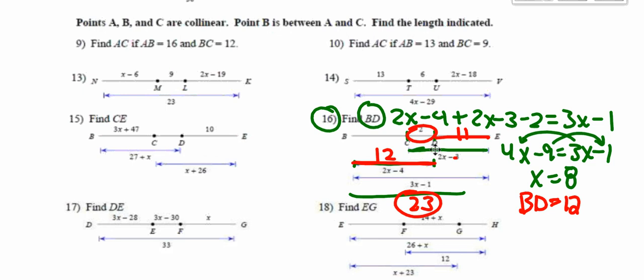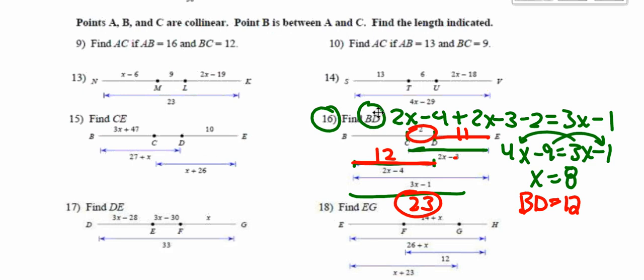So when we add this length plus this length, we have to subtract off this 2 piece right here. So it becomes this piece plus this piece equals the whole piece. That's where this minus 2 part comes from. So 2x minus 4 plus 2x minus 3 for this whole piece, minus that 2 off, equals the whole length, which is right down here, of 3x minus 1. We combine like terms. On the left side, we get 4x minus 9 equals 3x minus 1. Subtract the 3x across, that gives you 1x, or just x, same thing, and add the 9 across. 9 minus 1 is 8.